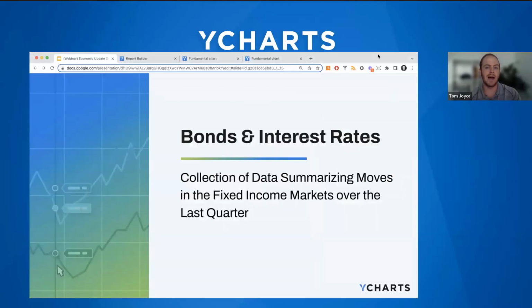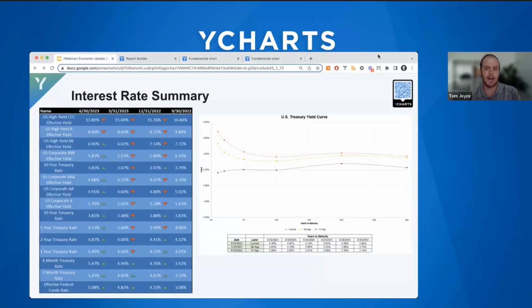All right, now on to bonds and interest rates. We've got a slide here that's going to talk through the interest rate summary. On the left-hand side, we've got a data table which is going to show us where these yields and rates sat at the end of each quarter. You can see in the 6/30/2023 column, there are only 2 red arrows and the rest are green, which means that those rate increases tend to show through here.